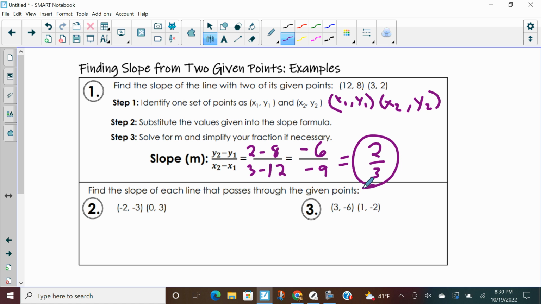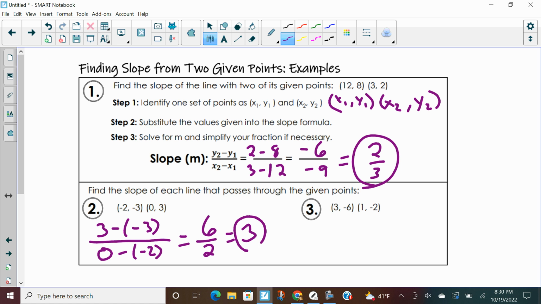Okay, so find the slope of each line that passes through the given points. So again, I'm going to make it x1, y1, x2, y2. So in my formula, I'm going to do 3 minus negative 3 over 0 minus negative 2. So I know 3 minus negative 3 is actually 6 because it's 3 plus 3. 0 minus negative 2 is 2. And simplified, 6 divided by 2 is going to give me 3. So my slope is 3, or 3 over 1.